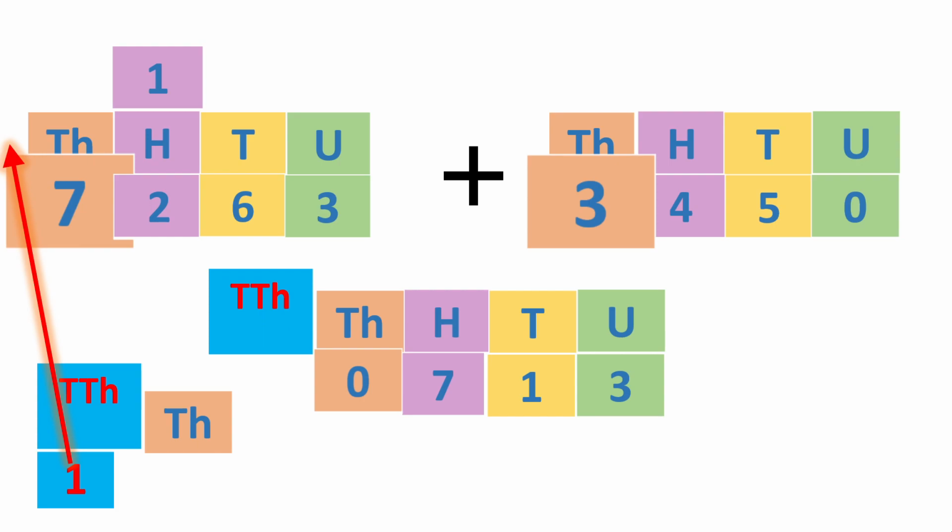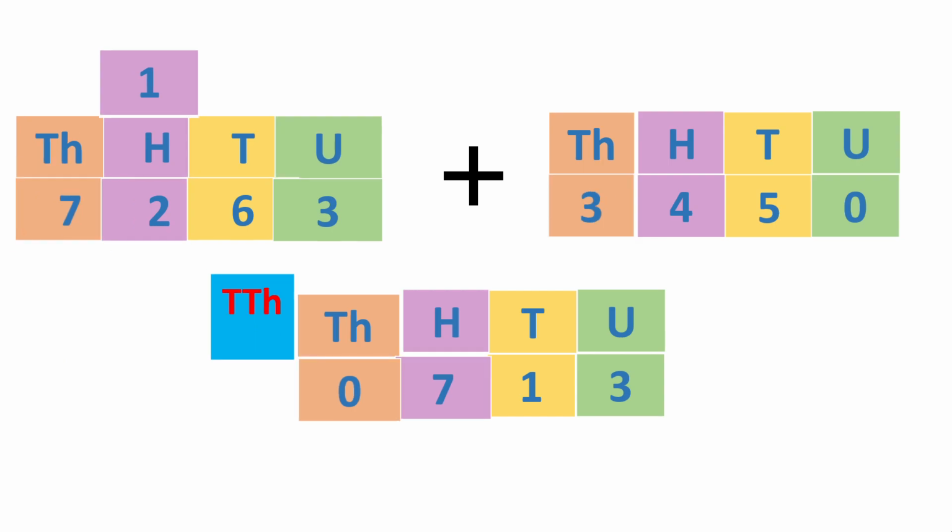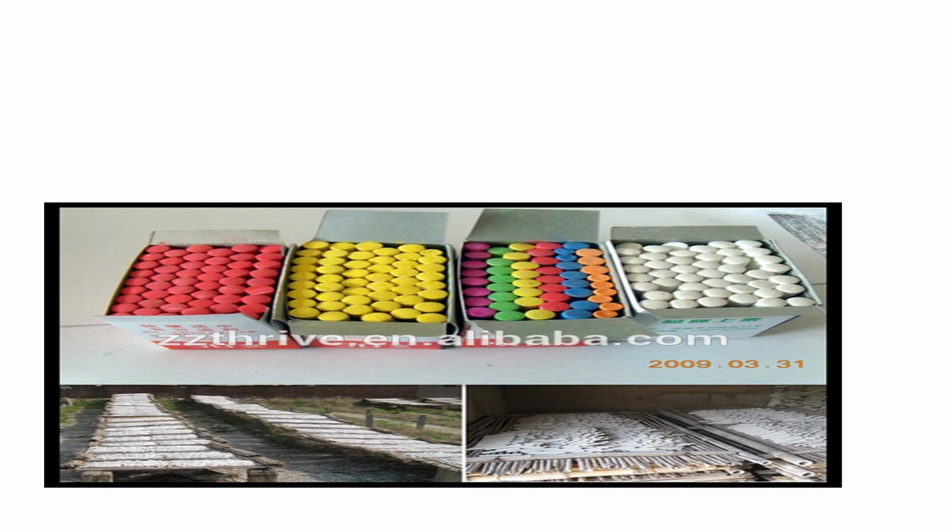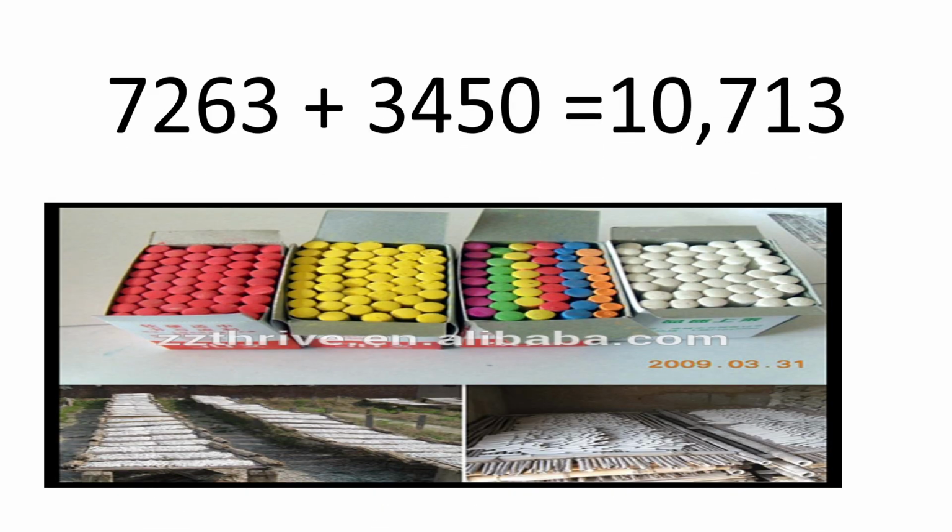One more place, 10,000. So Salim has manufactured 10,713 chalks in all. Hope, children, you have understood how to add 3 or 4-digit numbers in horizontal arrangement by remembering the place of each digit and also remembering the carryover.